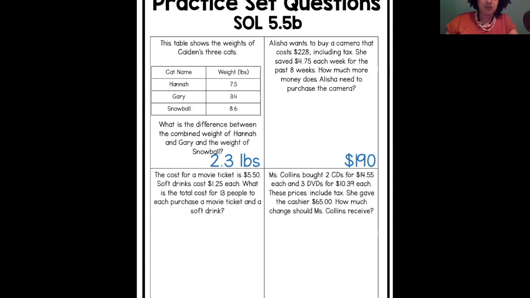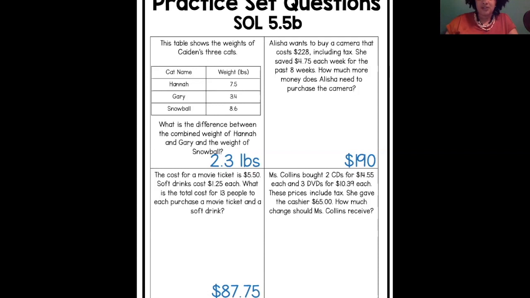The next one says, the cost for a movie ticket is $5.50. Soft drinks cost $1.25 each. What is the total cost for 13 people to each purchase a movie ticket and a soft drink? And the answer is $87.75.